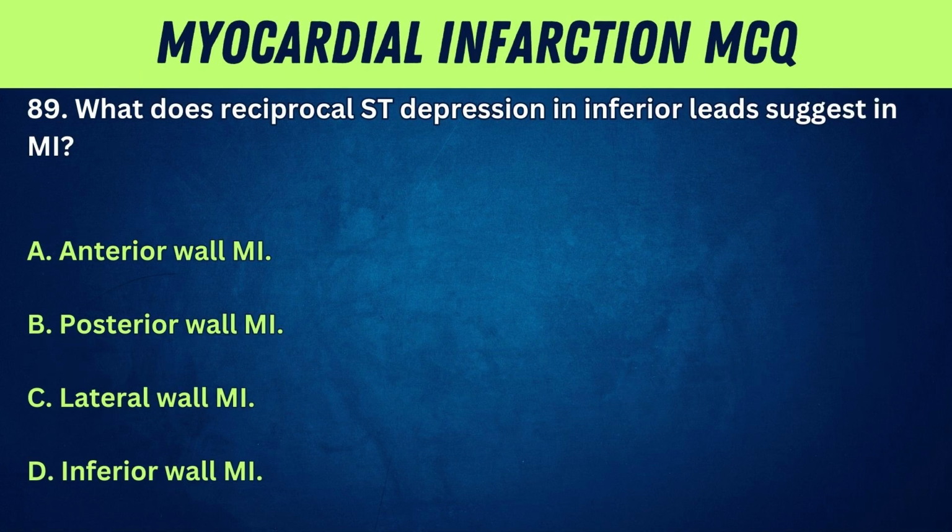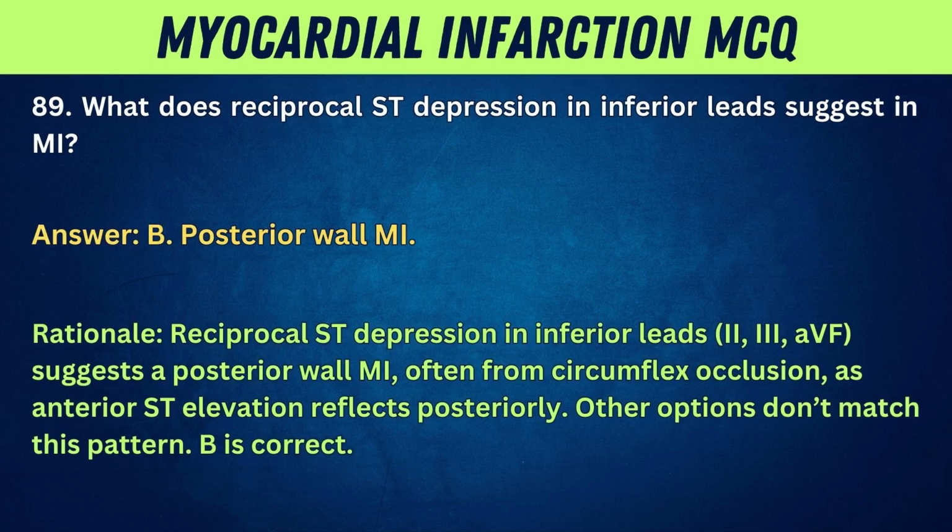C is correct. 89. What does reciprocal ST depression in inferior leads suggest in MI? A. Anterior wall MI. B. Posterior wall MI. C. Lateral wall MI. D. Inferior wall MI. Answer: B. Posterior wall MI. Rationale: reciprocal ST depression in inferior leads 2, 3, AVF suggests a posterior wall MI, often from circumflex occlusion, as anterior ST elevation reflects posteriorly. Other options don't match this pattern.